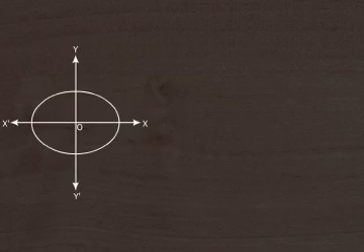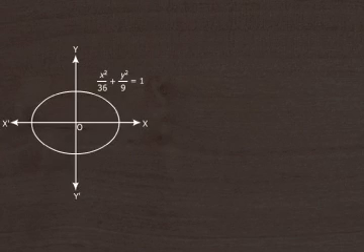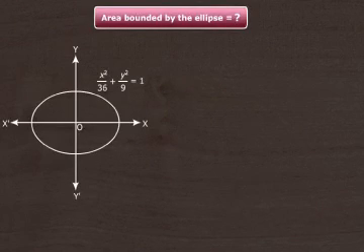What you see on your screen is an ellipse and its equation, that's x squared by 36 plus y squared by 9 equals 1. Now what we need to find here is the area bounded by this ellipse. That is the area of this shaded region.